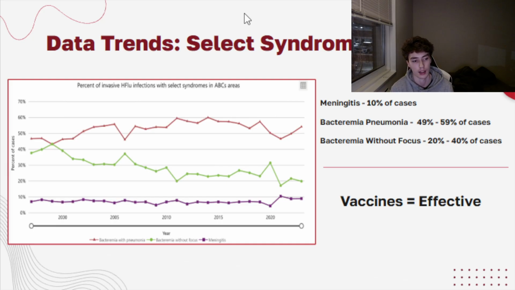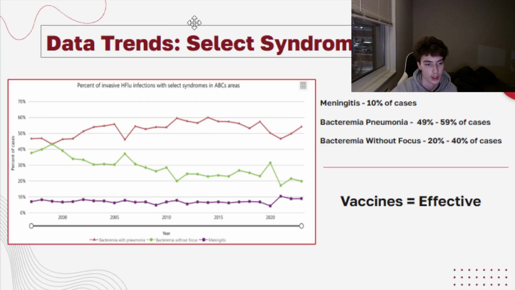Now, I'd like to talk about this, and I will talk about it more in the next slide. But for now, I just want to highlight the effectiveness of the HIB vaccine and the fact that more people need to be aware that we have this vaccine. I'll get into that more in a second, but that's the main thing I wanted to highlight and what I found interesting about this data.